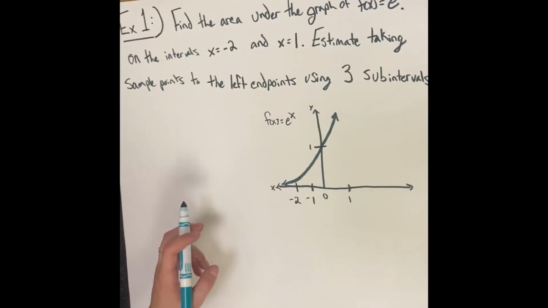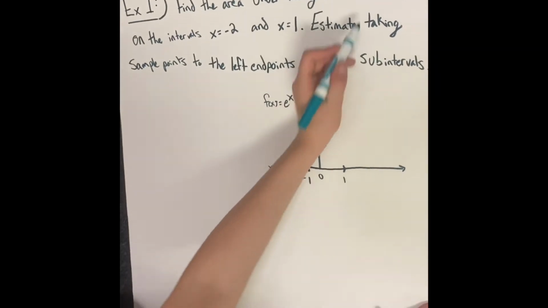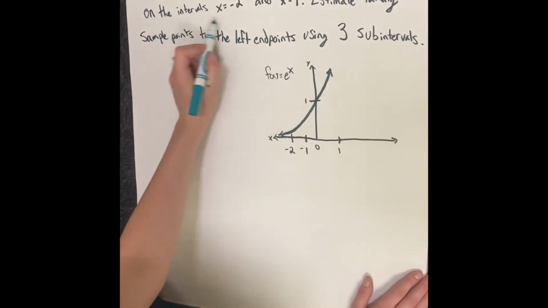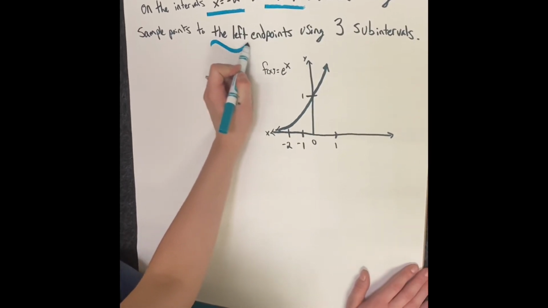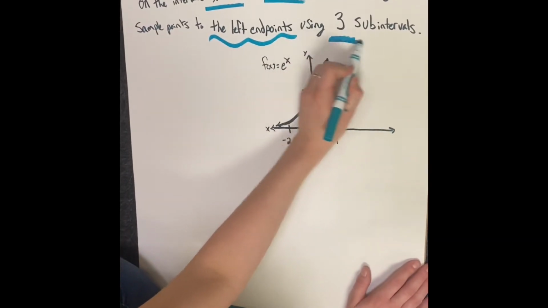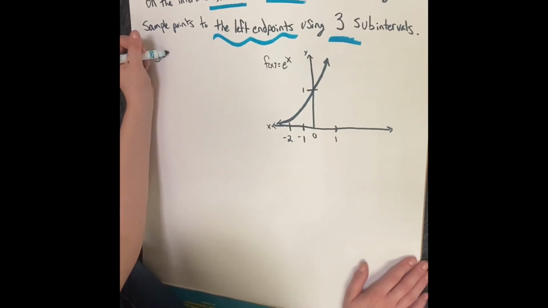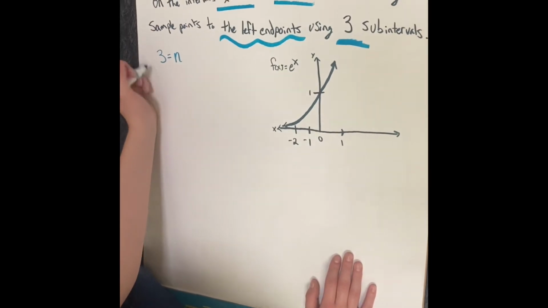Okay, so now example 1. Find the area under the graph of f of x equals e to the x on the interval x equals -2 to x equals 1. Estimate taking sample points to be the left endpoints using 3 subintervals. So x equals -2 and x equals 1 is our interval, and 3 is our subinterval count, and we're using left endpoints. So 3 is our n in this case.